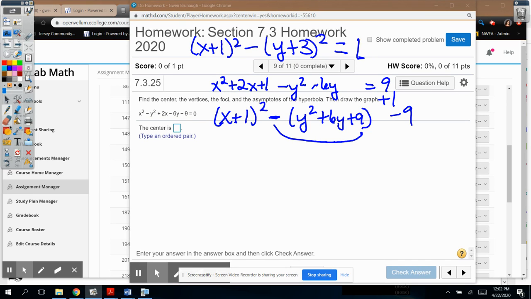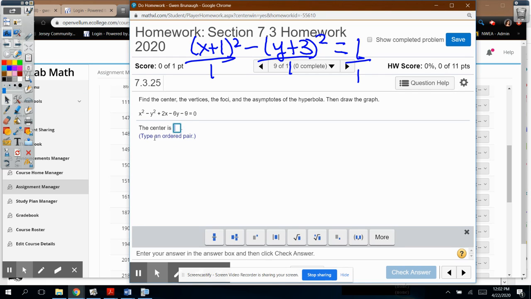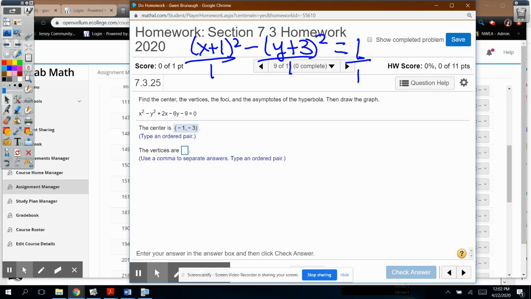So I don't have fractions here, which is interesting. But you can make the fractions by dividing everybody by 1, okay? And that's what you're going to do. You're just going to divide everybody by 1, so you have fractions. And a and b just happen to be 1. Now, the center comes from x, comes from y. What do I have? I have a -1 and a -3. So that's my center. They want to know where the vertices are.